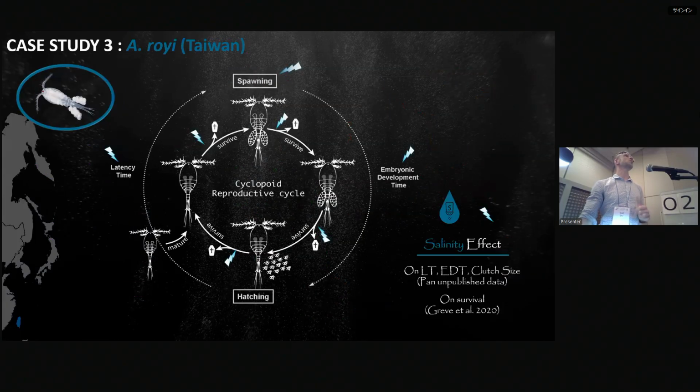The third example is Apocyclops royi, a species used in aquaculture in Taiwan. And in Taiwan, they cultivate it in outdoor ponds. So they are very susceptible to changes in environmental conditions.